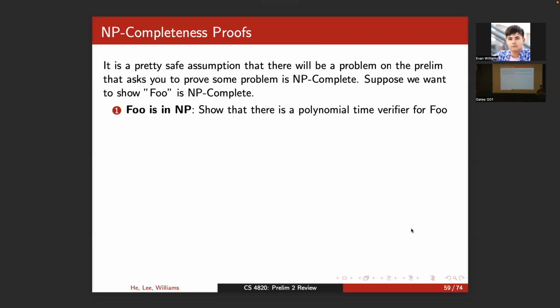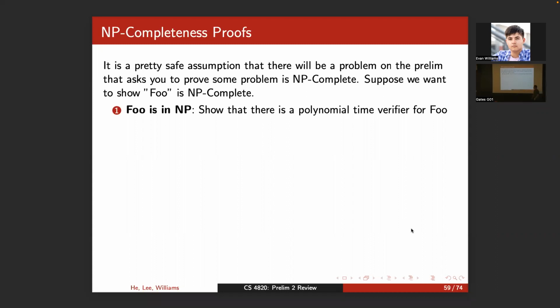Okay. Well, any questions up to this point? Good. So the NP-completeness proofs. It's a pretty safe assumption to guess that there will probably be an NP-completeness proof on your exam. So suppose that we want to show the problem foo is NP-complete. The first thing that we need to show is that foo is in NP. So please don't forget this step. You'll lose like 3 points immediately, or 2 points. I don't know what the exact point value is. But if you don't show this, you'll lose points.